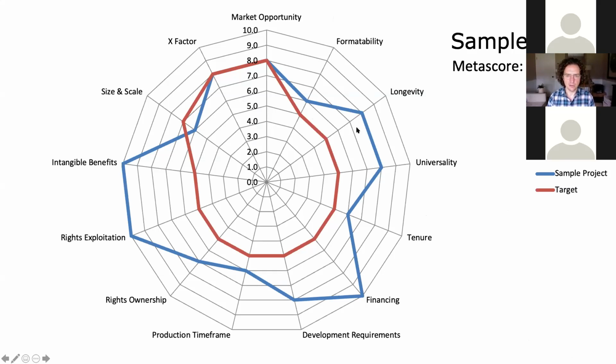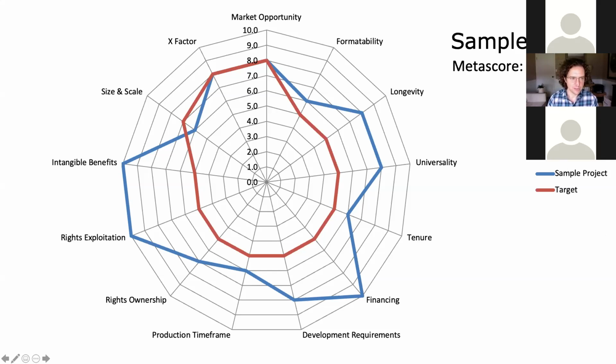of a sample project where we've mapped it against, I think it's 10 different characteristics, and they all have different weightings. We've given each of those characteristics a score out of 10, and then we've generated a meta score for this particular project. But you can very quickly see in this instance where the strengths and weaknesses of this particular project are. In this instance, it's really got very simple financing.